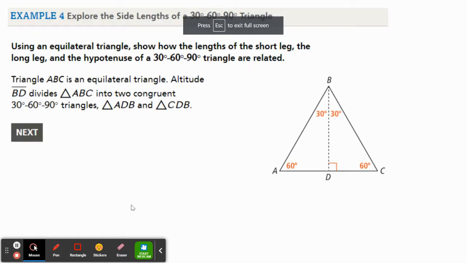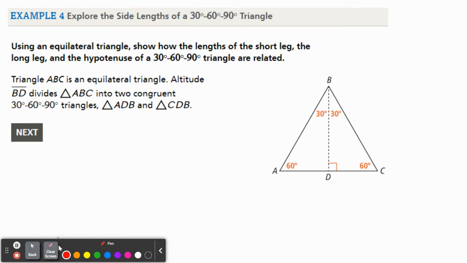All right, so video 3. So let's get right after this 30, 60, 90 triangle. So it says, using the equilateral triangle, show how the lengths of the short leg, the long leg, and the hypotenuse are related, right? So it says here that we have a triangle ABC, equilateral. The altitude BD divides it into two congruent 30, 60, 90 triangles here and here.